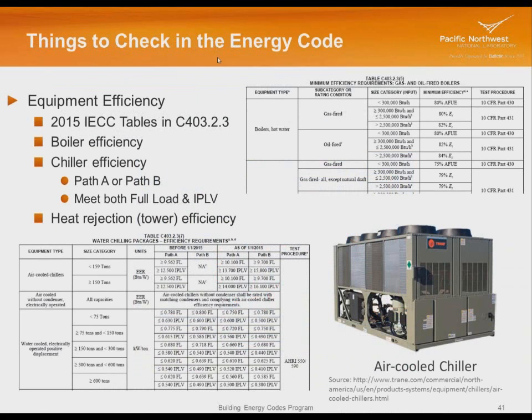Things to check in the code. So again, we've got specific equipment efficiency tables for boilers, for chillers. Again, they're based on the type. Are they hot water? Are they steam? Are they gas-fired? Are they oil-fired? What efficiencies do they have? This shows the radiant test procedure, again, based on size. We might have different efficiency ratings. Thermal efficiency is a little different than the AFUE. Smaller units have an AFUE rating.